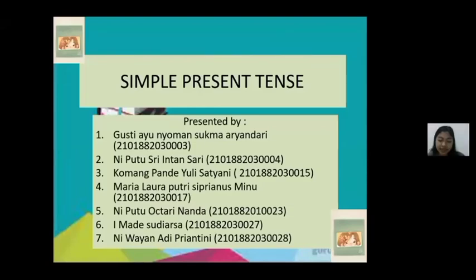Hello everybody, we are from Group 1. Today we will explain material about simple present tense. Before that, we will introduce ourselves.